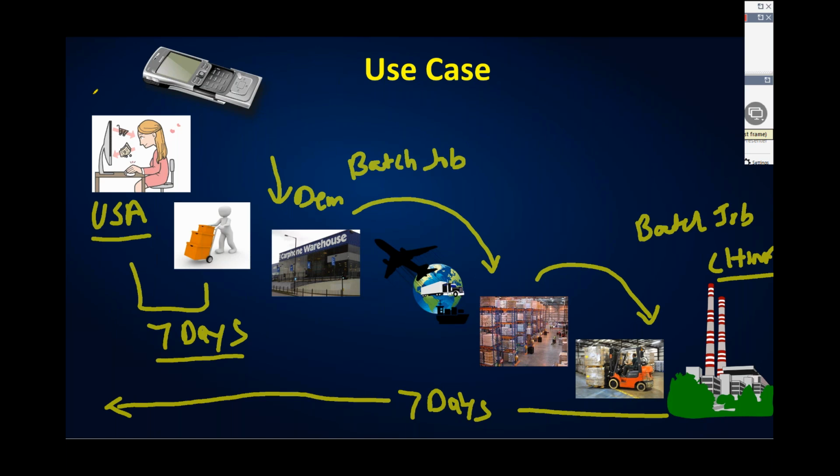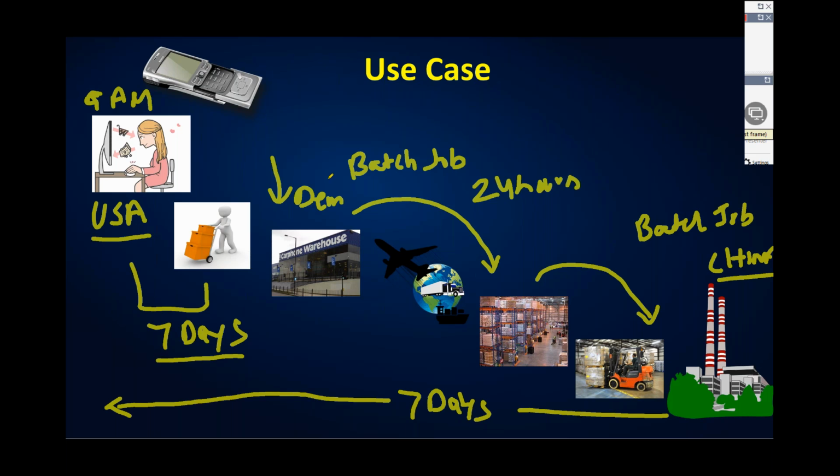So let's say the order has been placed at 9 a.m. in the morning, and then our batch job is scheduled at night. So just to transfer that order from our source to the destination, there can be a requirement of up to 24 hours.